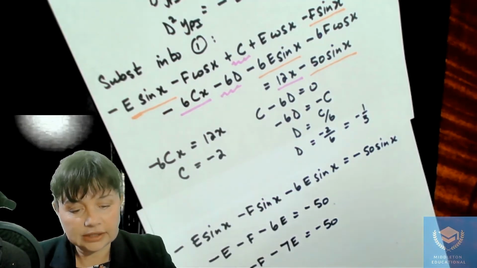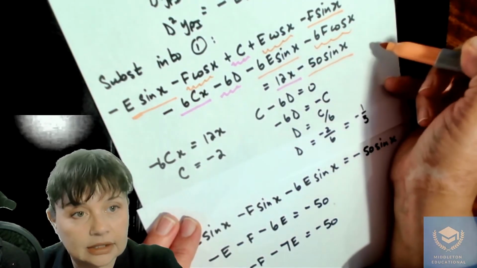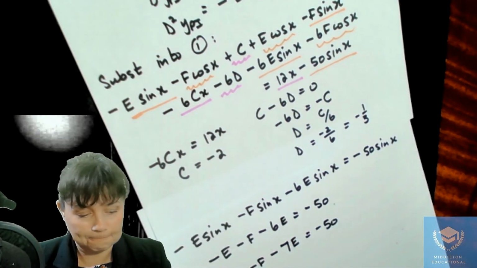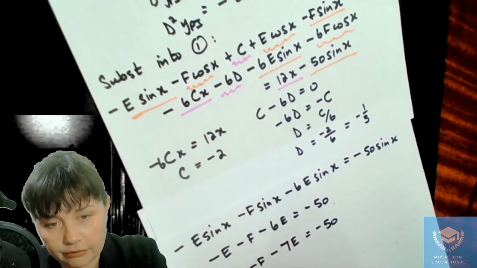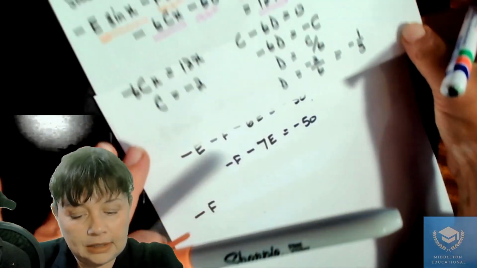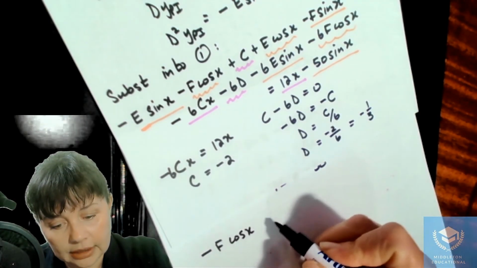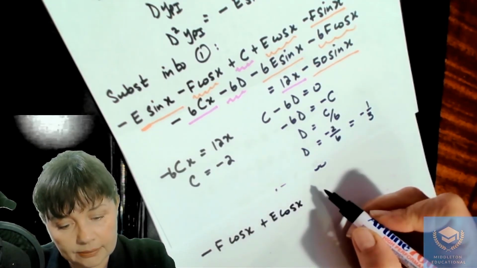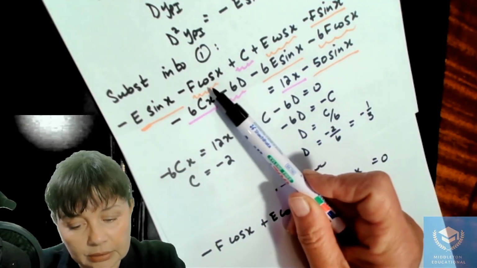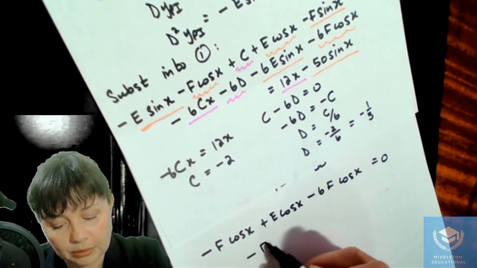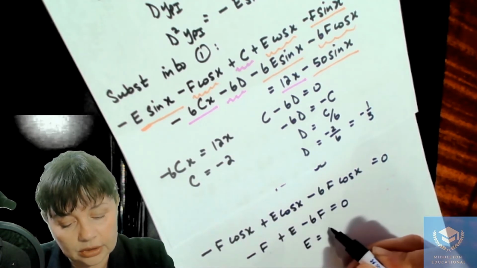Okay, so then let us first have a look at the cosine terms and see what we get. So we've got cosine, cosine, cosine, and that is going to equal 0 because you don't have a cosine term on the other side. Then we've got minus f cos x, e cos x, minus 6f cos x, and those must all equal 0. So minus f plus e minus 6f has to equal 0, which means that e is going to equal 7f.